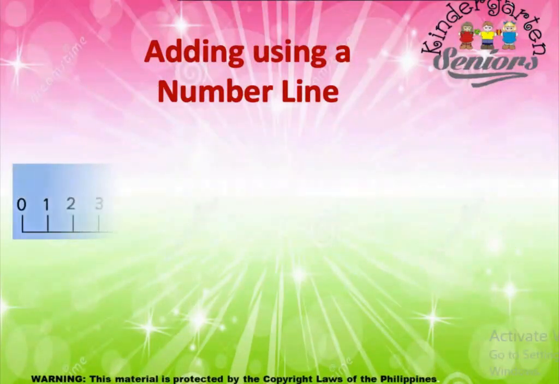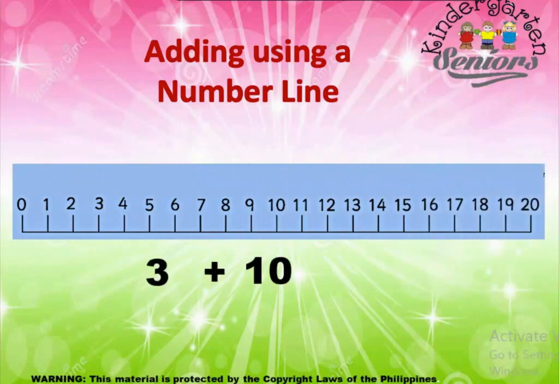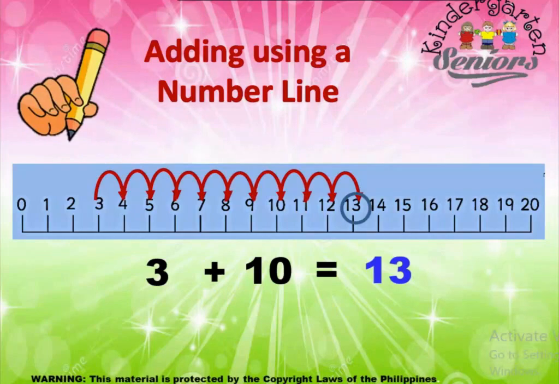Next. Example in the number line, adding in the number line. So 3 plus 10 equals. This time we will start with 3. Then skip count, skip by 10, 10 times. So 3, 1, 2, 3, 4, 5, 6, 7, 8, 9, 10. So that's it. We have 13. Copy.